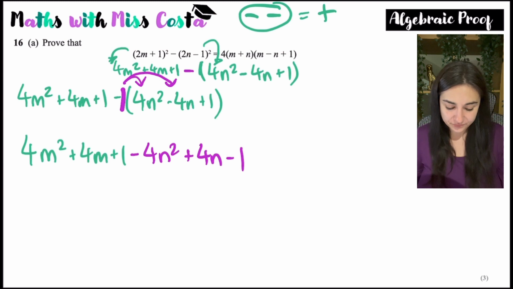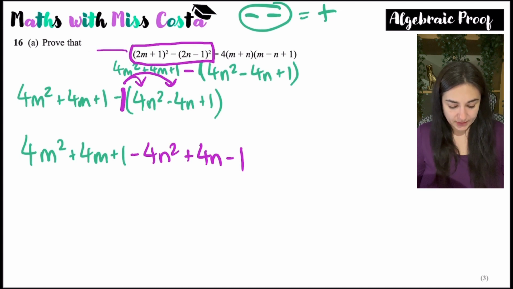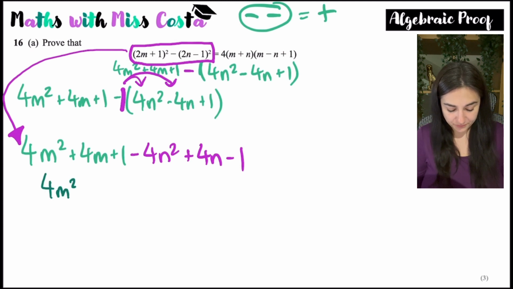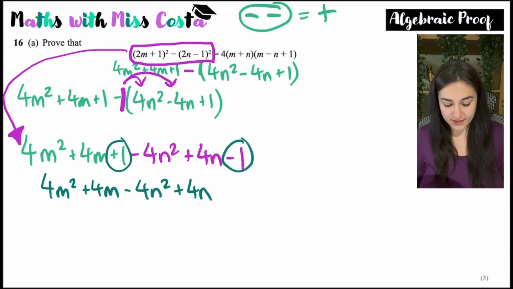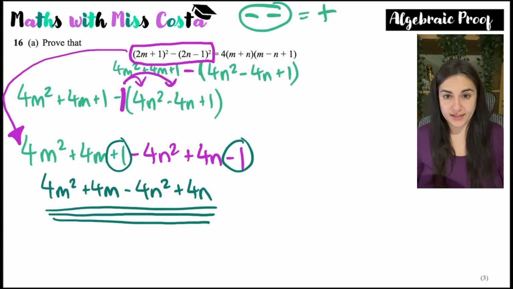So then this side of my equation I have shown simplifies to this, expands to this. Now I can also simplify this further, so I could write it as 4m squared plus 4m, take 4n squared plus 4n, because 1 take 1 is going to cancel out. So this is what this side of my expression simplifies to.